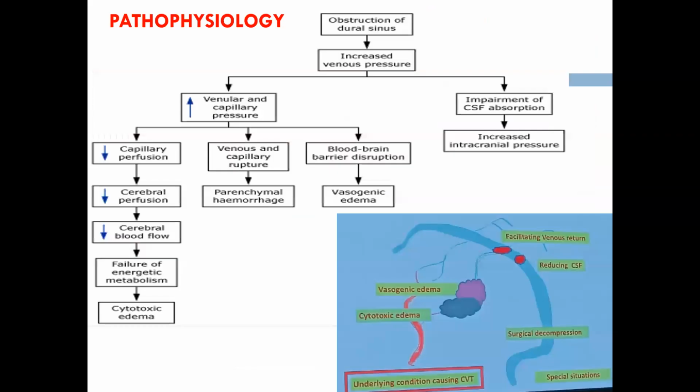Next slide. Pathophysiology: mainly due to obstruction of the venous sinuses, which indirectly increases the capillary venous pressure. This leads to a decrease in cerebral blood flow, which leads to ischemic damage to the neurons and causes cytotoxic edema. If pressure goes on increasing, that will lead to capillary rupture, sometimes leading to parenchymal hemorrhages. It leads to damage of the blood-brain barrier, and ultimately ends up in vasogenic edema. All these factors lead to an increase in intracranial pressure due to impairment of CSF absorption. These are the main pathophysiology in cortical vein thrombosis.